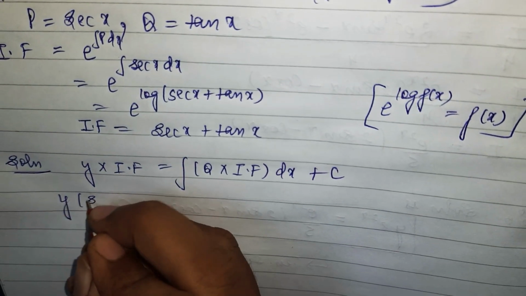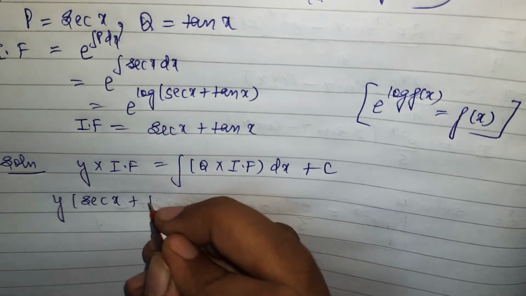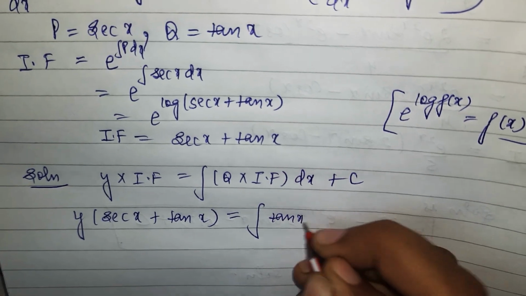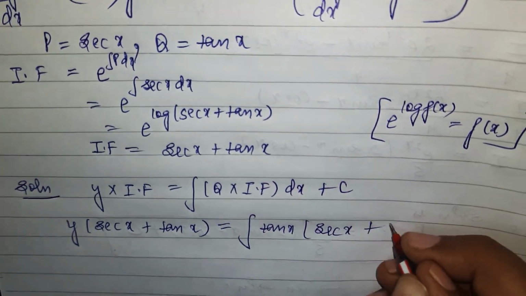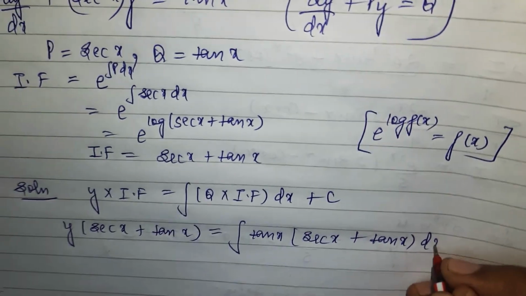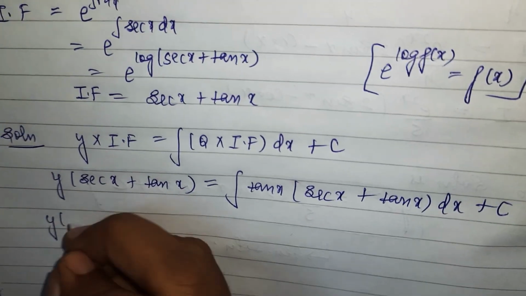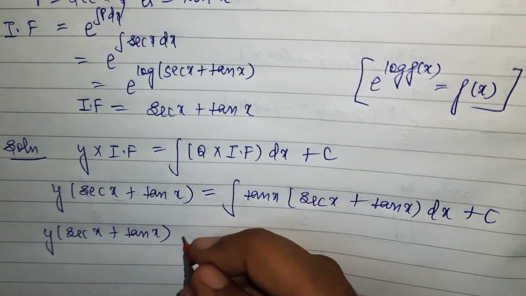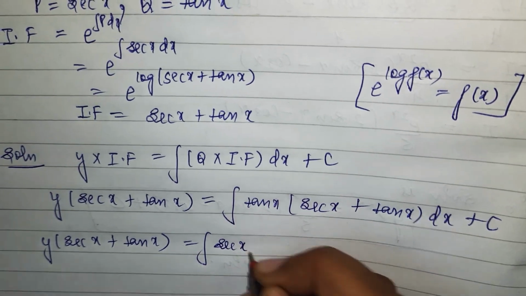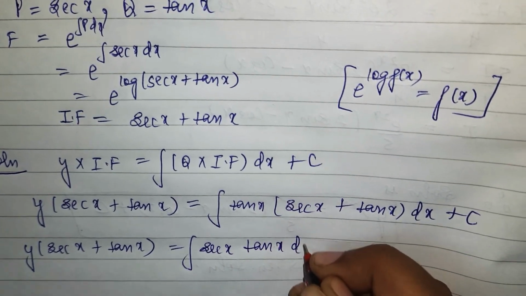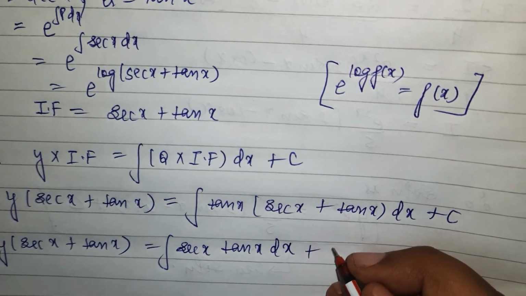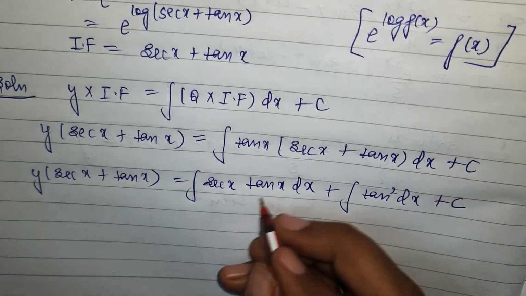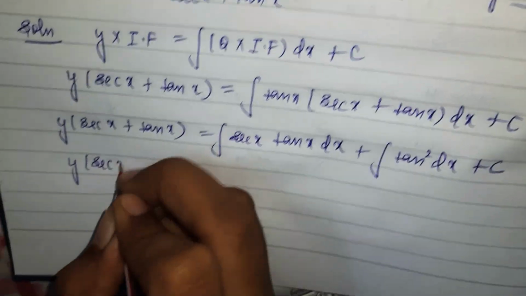So y into (secant x plus tan x), q is 10x, equals integral of 10x into (secant x plus tan x) dx plus c. So y (secant x plus tan x) equals 10 times the integral of x secant x dx, then x tan x dx, plus c. So secant x tan x will be easy to solve.